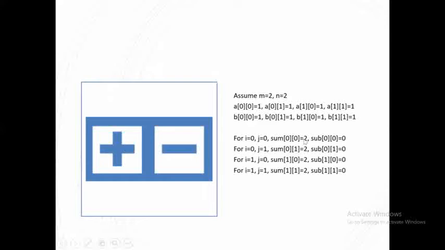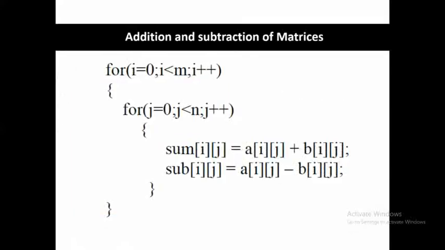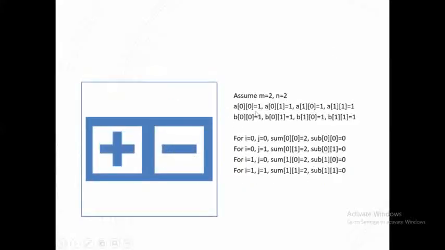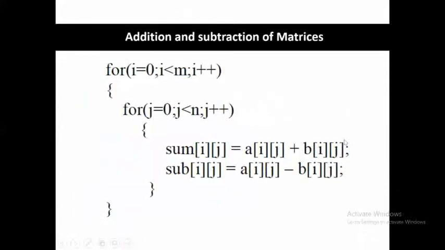The result is 2. Then another statement is there, the subtraction. Sub of ij is equal to a of 0 0 minus b of 0 0, which performs the subtraction between the two matrices. Here a of 0 0 is 1 and b of 0 0 is 1. 1 minus 1, the result is 0. Now where does control go? Here again.